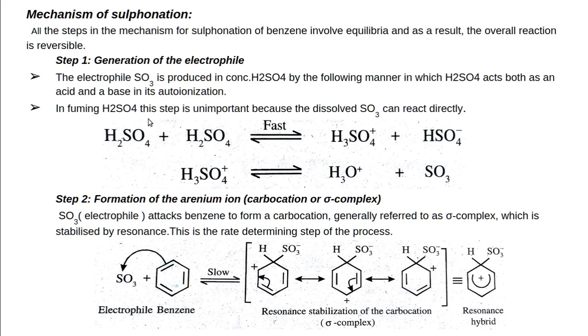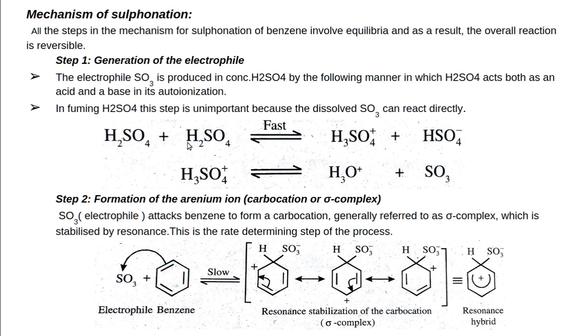In fuming sulfuric acid, this step is unimportant because the dissolved SO3 can react directly. So when we use fuming sulfuric acid, there is already SO3, so we don't need to produce SO3. So first step is unimportant in the case of fuming sulfuric acid. But when we use concentrated sulfuric acid, we have to produce the electrophile SO3.